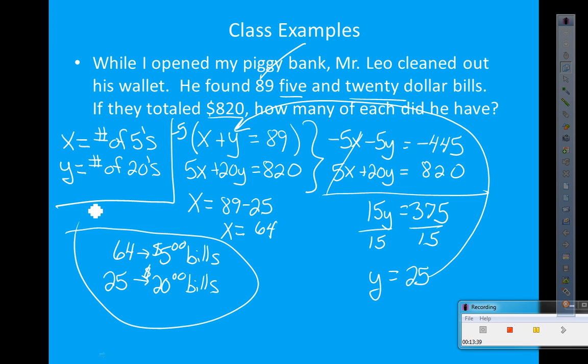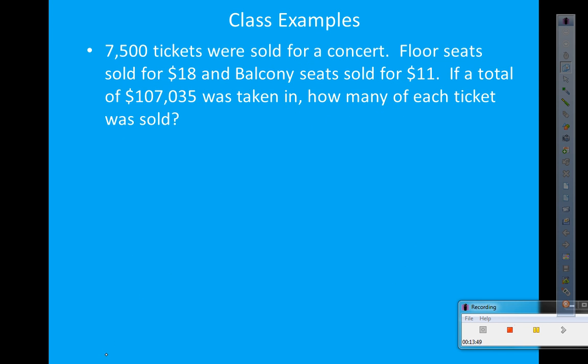So 3 down, 1 more to go. But that's all there are of these, guys. Read through it, label it, set it up, solve it. Here's the last one. 7,500 tickets are sold for a concert. Floor seats sold for $18 and balcony seats sold for $11. If a total of $107,035 was taken in, how many of each ticket was sold?